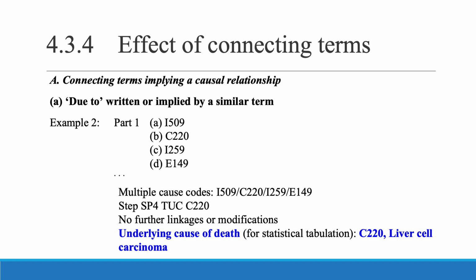Here's the same example with the causes of death removed and only the codes remaining. Here, the codes are formatted to reflect the certifier's use of a connecting term that implies a due-to relationship between the two causes of death reported together on a single line, in this case, line A. I think you can see that if the code C220, hepatocellular carcinoma, were left in the second position on line A, it would not have been selected as the underlying cause of death, and that would not have been an accurate reflection of the intention of the certifier.